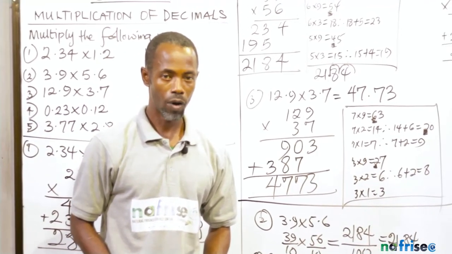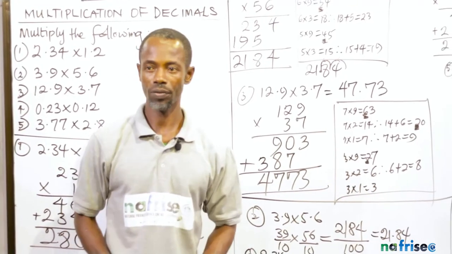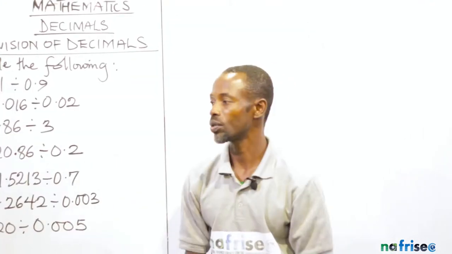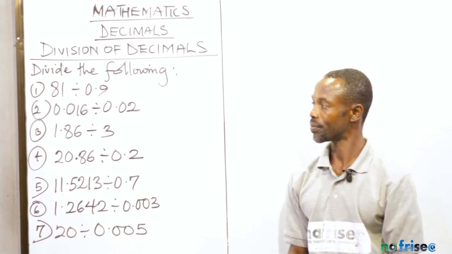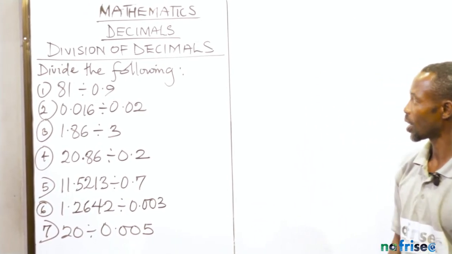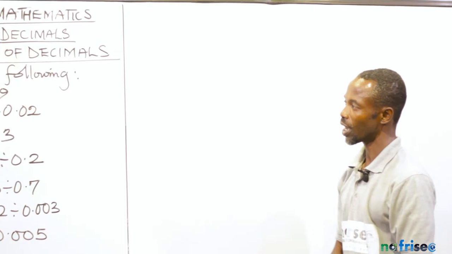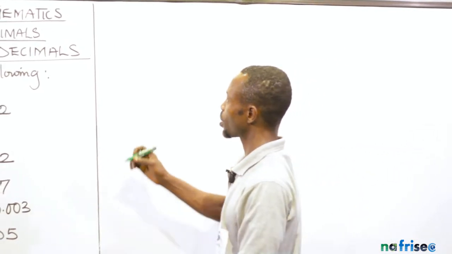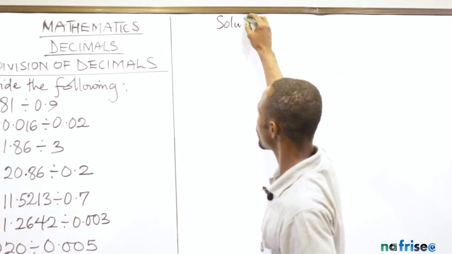Are we there? All right, so next is division of decimals. Okay, so division of decimals. We're here again. Let's see how to do this division. I gave you the rules on multiplication there, so let's go straight to the rules of division.